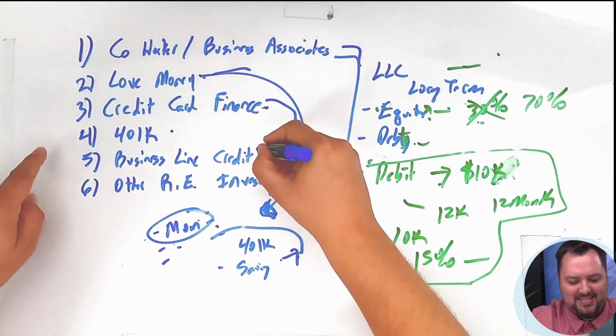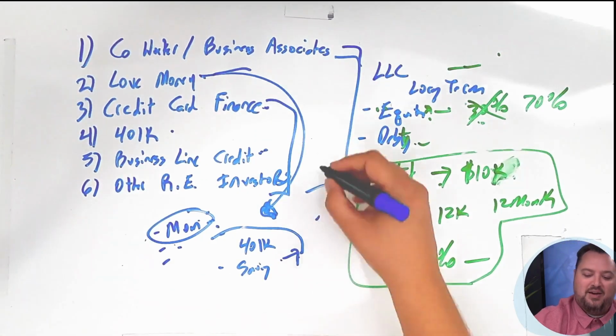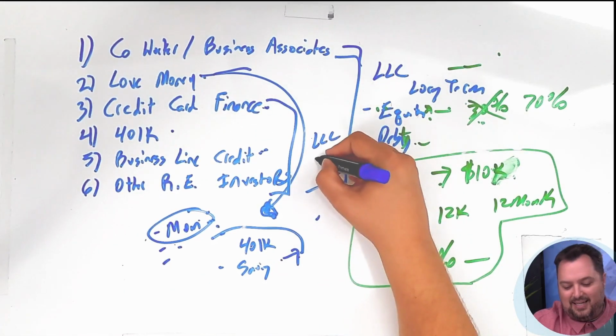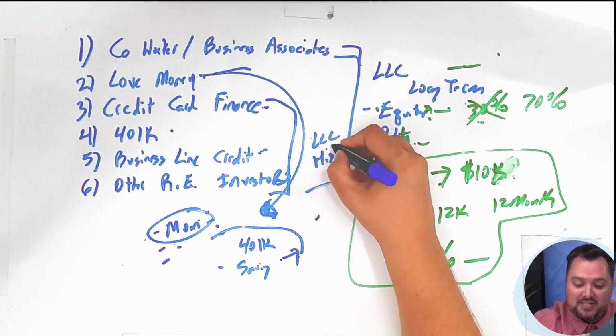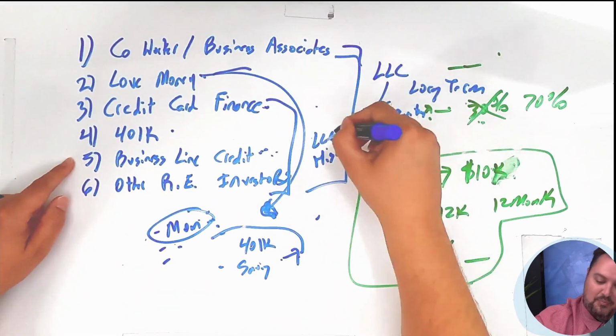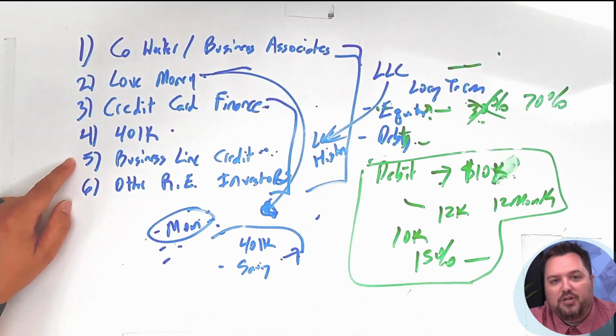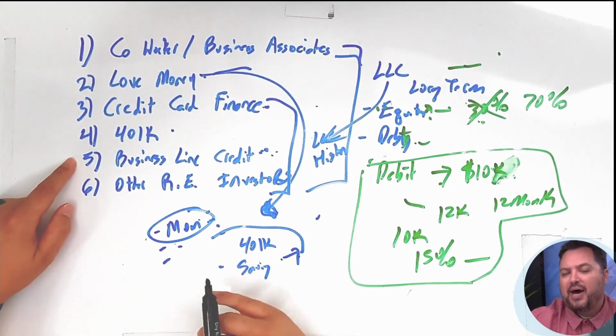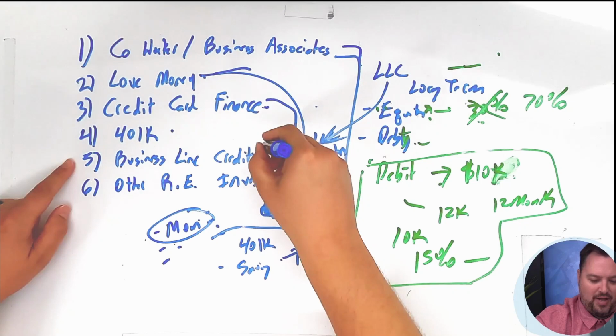The next one is a business line of credit. With this, you're going to have an established LLC. It's going to need to have a few years of history. This is a little bit harder for most people to get, but people are working towards it by setting up an LLC and getting that going and putting some money through there. Something to think about. If you do have one set up, that's a great way to do it.